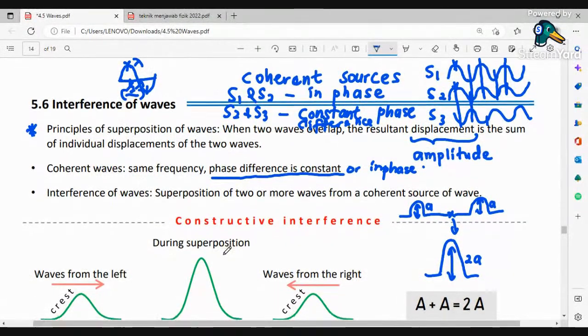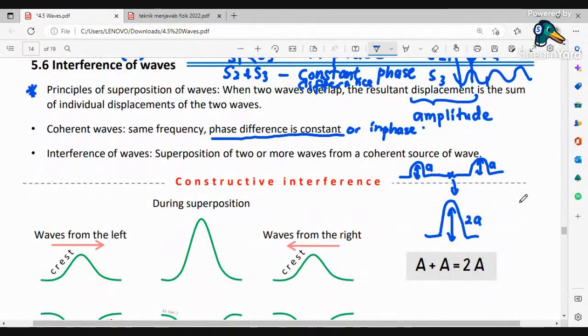Okay. What is the meaning of interference of wave? Okay, it is a superposition of two or more waves from a coherent source of wave. Okay, the waves superpose or meet and produce a resultant wave, with amplitude equal to the sum of individual displacement of the two waves. So you must be able to state the meaning of interference.